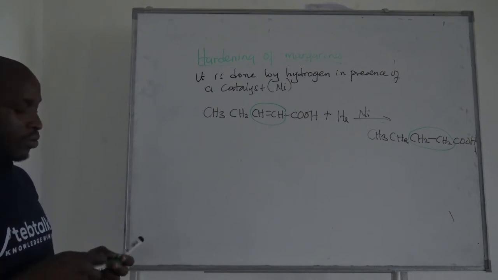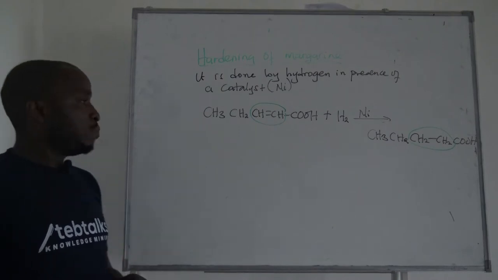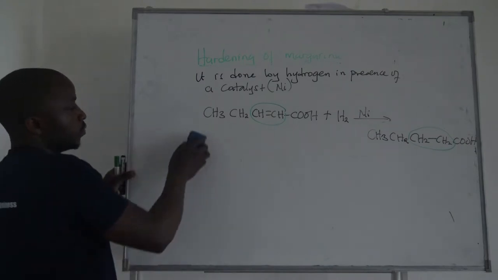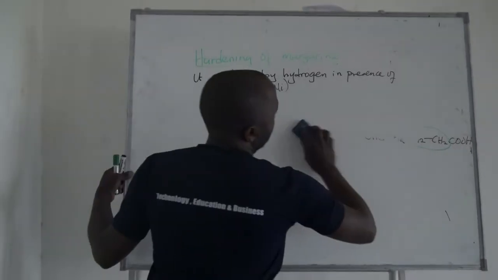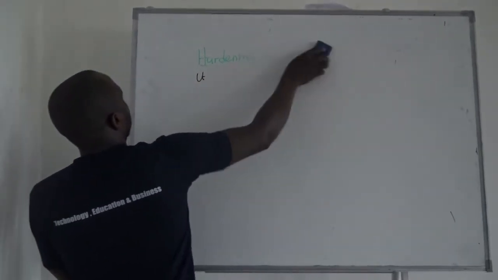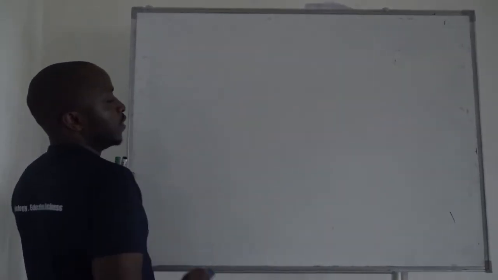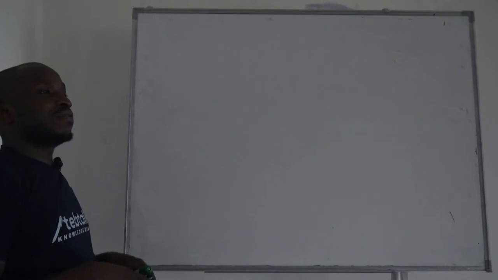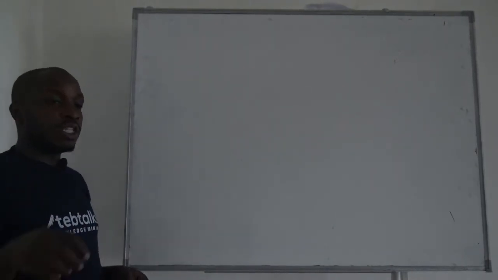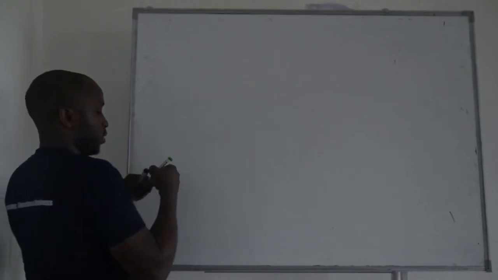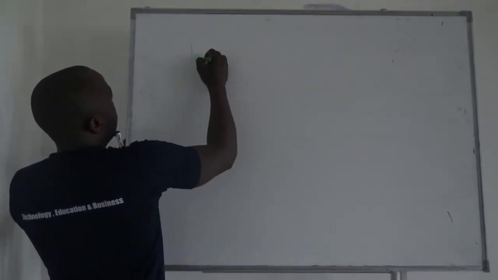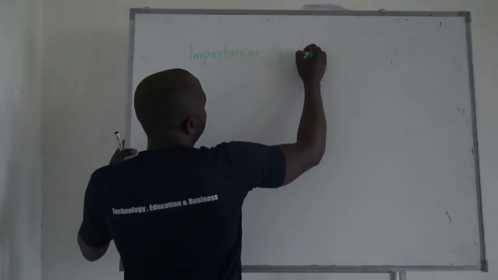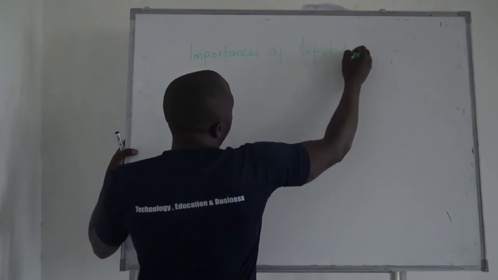For storage. We are going to see the various uses of lipids as chemicals of life. So margarine is created from oils, or you can harden it further by pumping hydrogen into it. We can now talk about the importance of lipids to organisms.